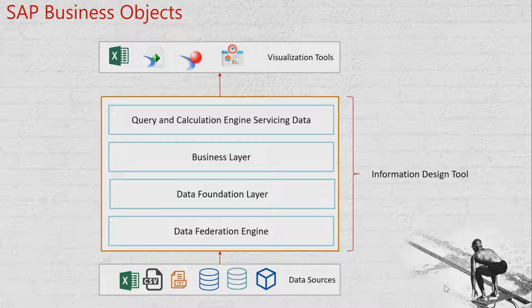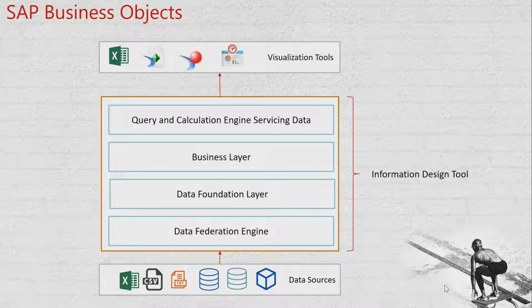SAP Business Objects has connectivity to different data sources, right? And there is an application called Information Design Tool. Using this application, we are going to build the semantic layer for SAP BO. We have a data federation engine and a data foundation layer. Within this layer, we are going to choose the tables from the connection, the underlying databases or views or calculated tables. We are going to relate the tables, creating relationships using primary key and foreign key.